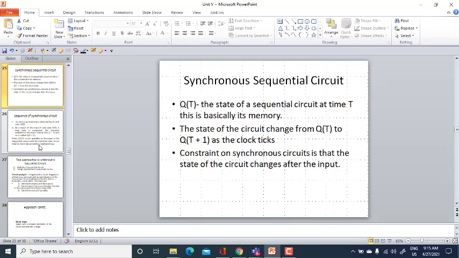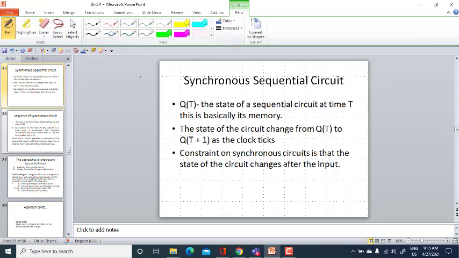Okay. So now Q of T for the entire digital circuit as such. If you have a digital circuit like this, assume this is a sequential circuit. In the sequential circuit, your flip-flop is one of the parts, and this is in the feedback path of the sequential circuit.